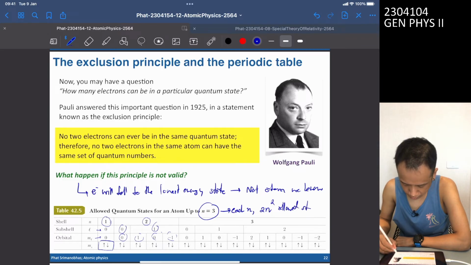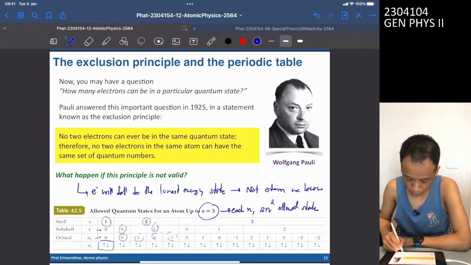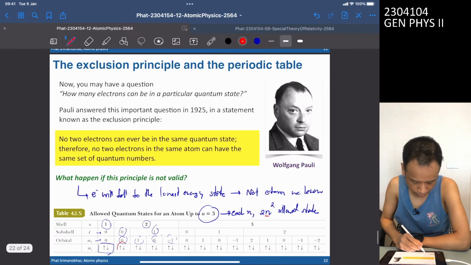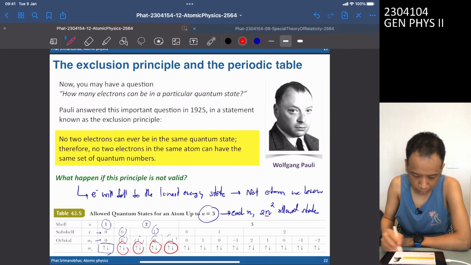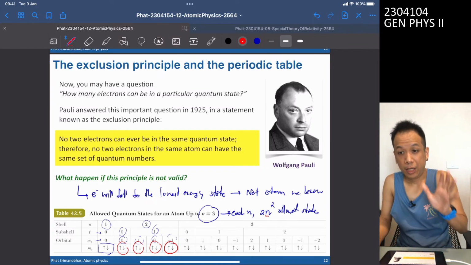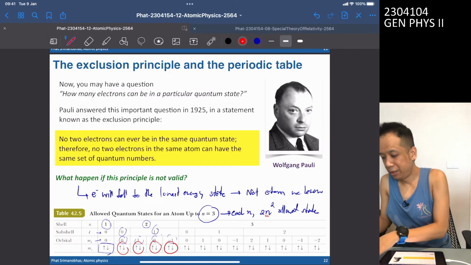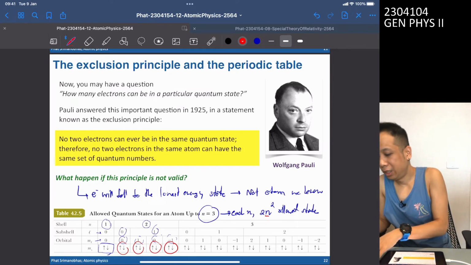Allowed states. So when n equals 1, there are 2 possible states. When n equals 2, there are 8 possible states: 2, 4, 6, 8. It seems to be complete, right? But it's not really complete.